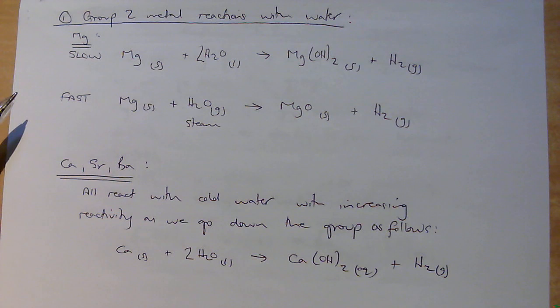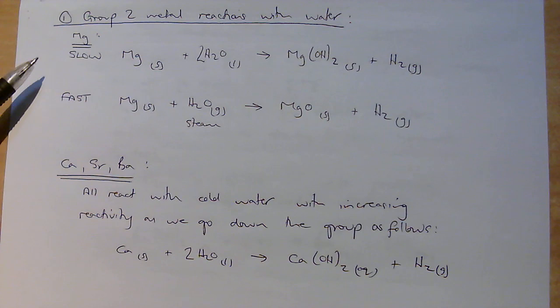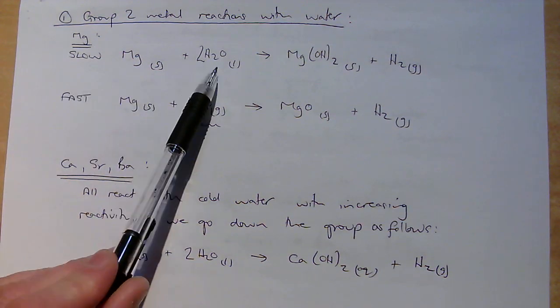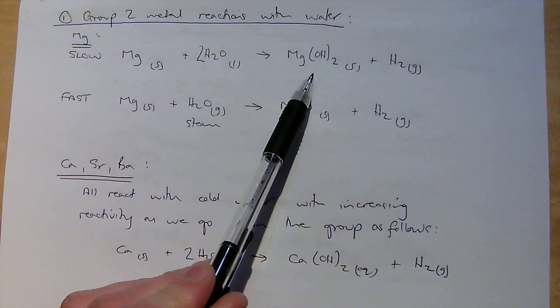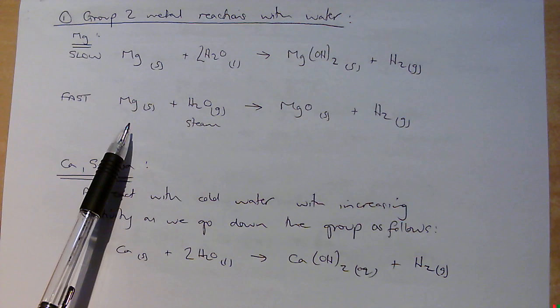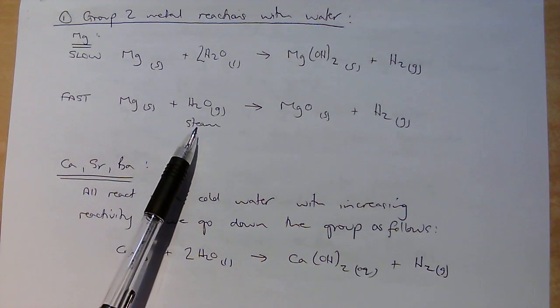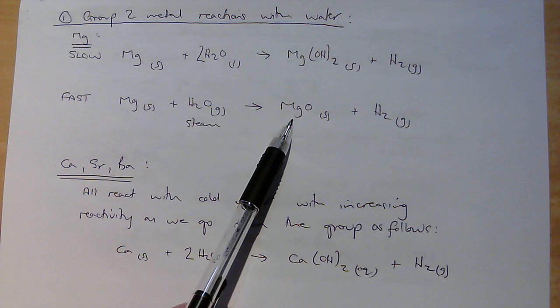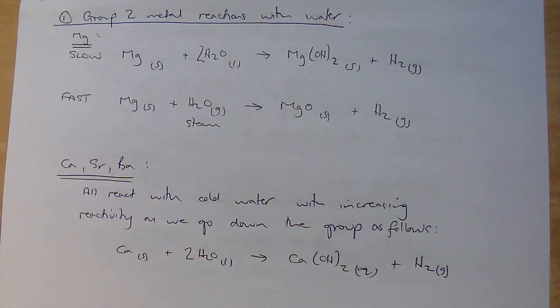However, we need to look back at magnesium because it has some other reactions as well that you need to know about. As we've just said, magnesium reacts with cold water to make magnesium hydroxide and hydrogen gas, and that is a slow reaction. However, magnesium also reacts with steam, and this is a fast reaction, and magnesium oxide is produced and hydrogen gas. So that's important to remember. If it reacts with steam we get magnesium oxide, if it reacts with cold water we get magnesium hydroxide.